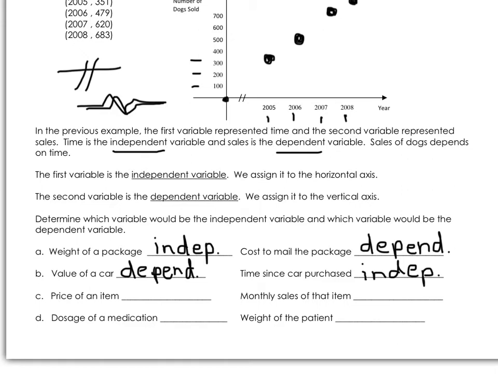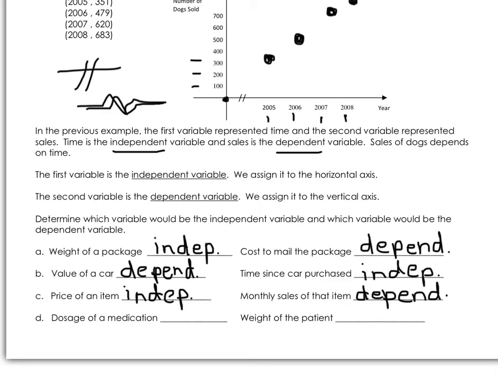Does it make more sense to say the price of an item depends upon the monthly sales, or perhaps the monthly sales would depend upon the price? If it costs less, are people going to buy more of it? Yeah, I think the monthly sales will depend upon how much you're selling it for. If you can lower that price, you might be able to sell more. One of these variables is always independent, one is always dependent.